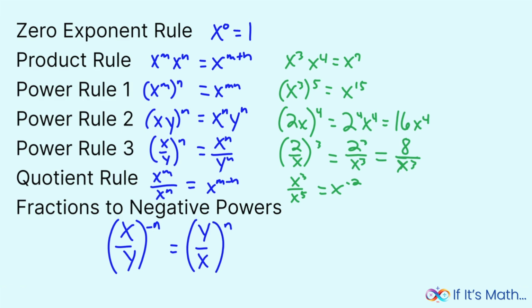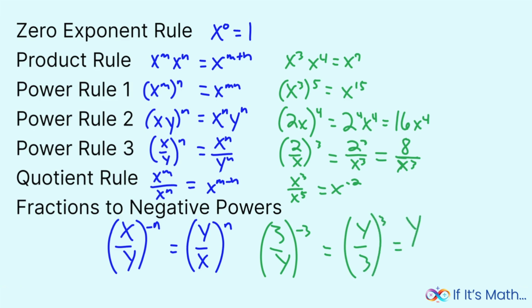So think about an example for this one. If you had, say, 3 over y raised to the negative third, that is the same thing as y over 3 to the third, which is y to the third over 3 to the third, which is just y to the third over 27. Okay, so that's all those rules. As a refresher, again, that's because we're going to be using all of them as we keep going through these examples.